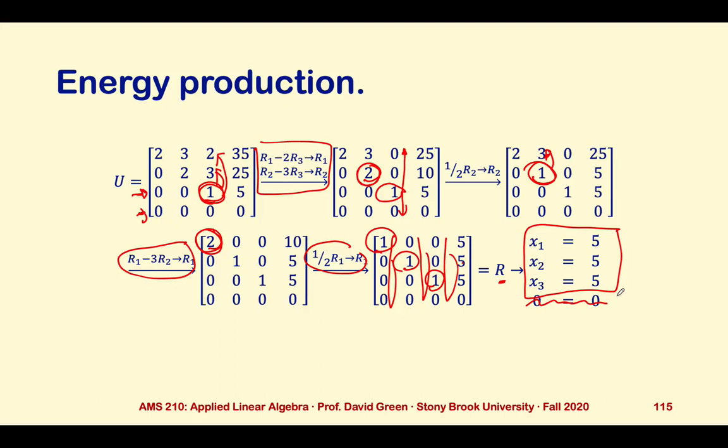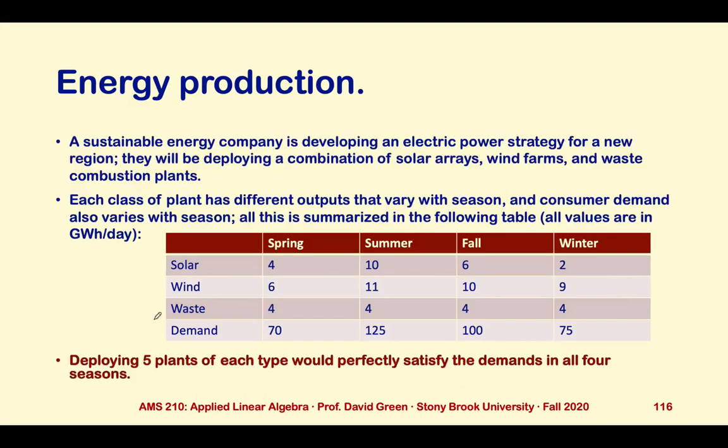We now cast that back into the language of the original problem. If we deploy 5 plants of each type, 5 solar farms, 5 solar arrays, 5 wind farms, 5 waste combustion plants, given this set of supply and demands, we would perfectly satisfy the demands in all 4 seasons.